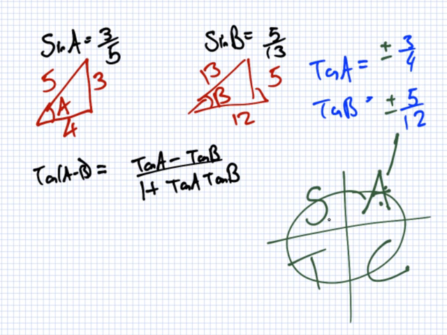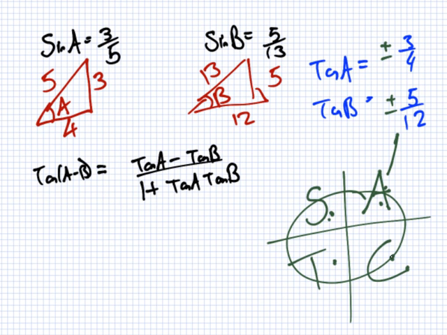Between 90 and 180, only sine is positive. Only tan is positive in this quadrant. And finally in quadrant 4, only cos is positive, between 270 and 360.